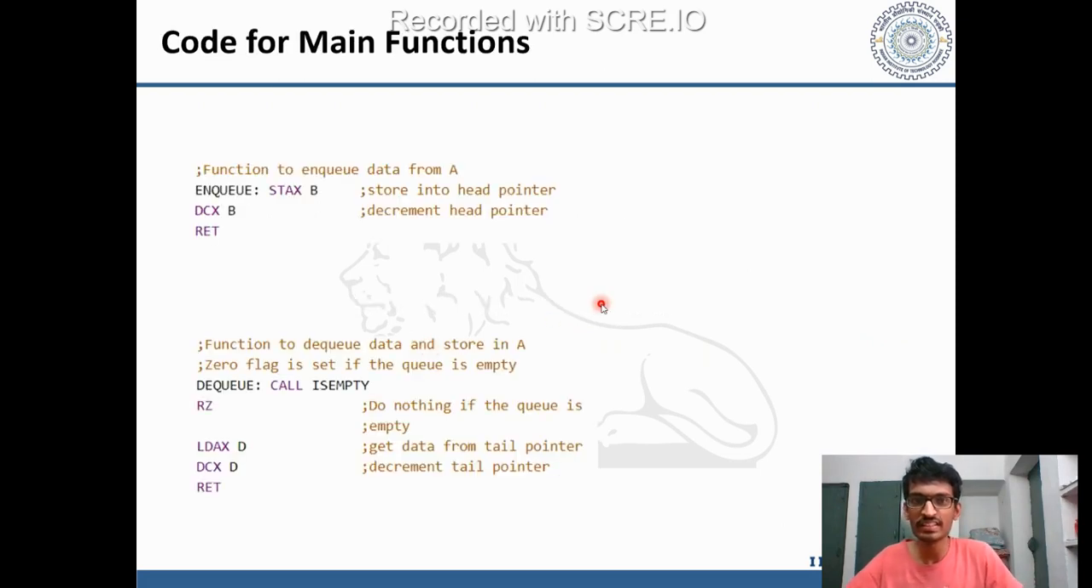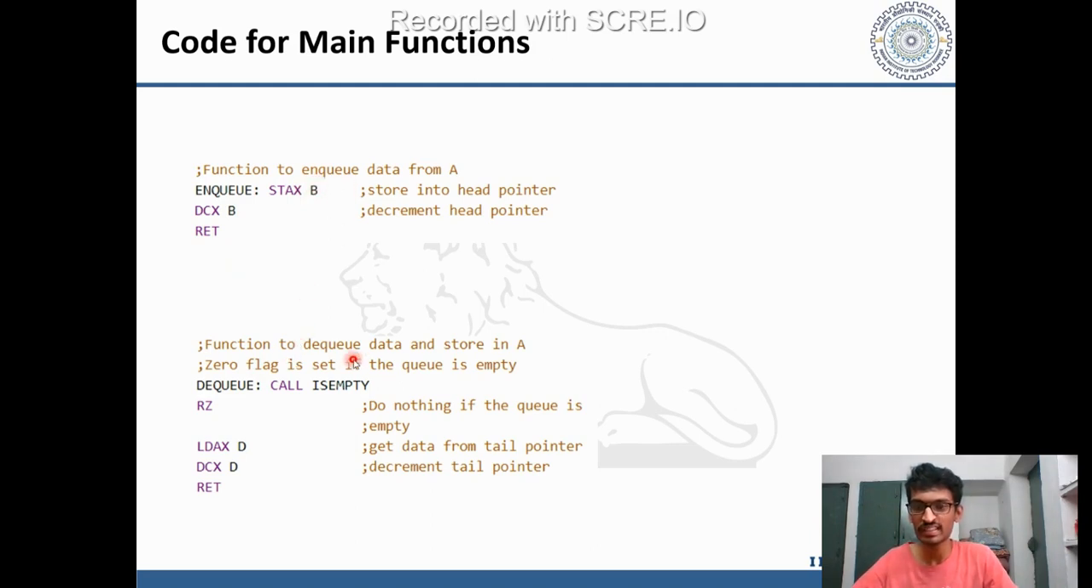So let me describe the code for all the main functions that I'll be using. The first one is the enqueue function. What it does is it enqueues the data from the accumulator into the queue. Remember that the BC pair is the head pointer. So it stores the value of the accumulator in the memory location referred to by the BC pair. Then the BC pair gets decremented, and we return from the function. This NQ function was fairly simple.